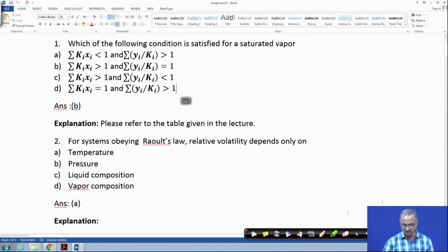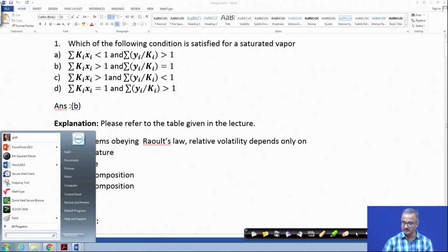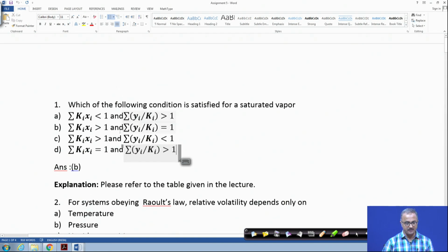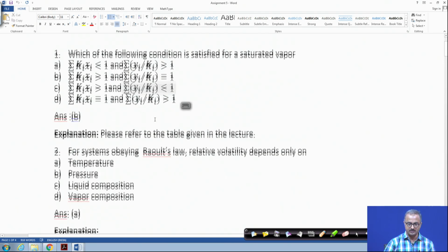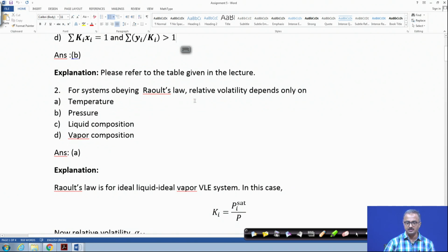Okay. Now, in this also we find that here we have this assignment 5, and this first problem is all about going back to a lecture and figuring out the right condition. The second condition is about the relative volatility, whether it depends on pressure or not. You have been asked that for those systems which obey the Raoult's law, whether the relative volatility is independent or dependent on these things.